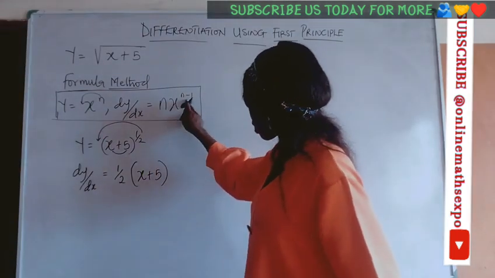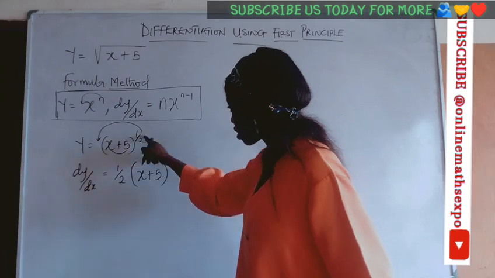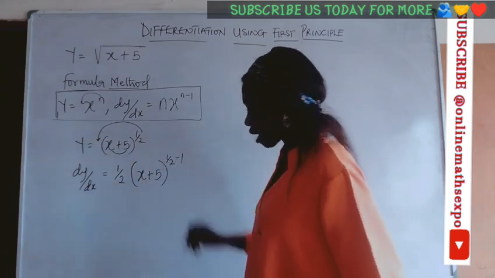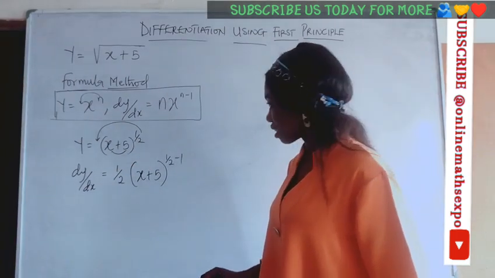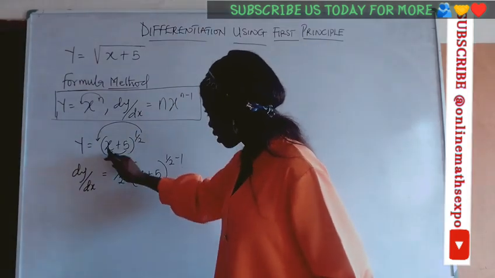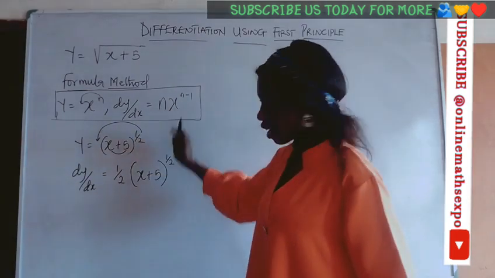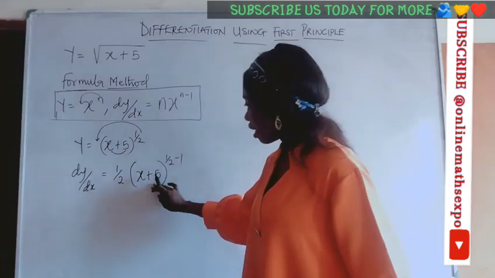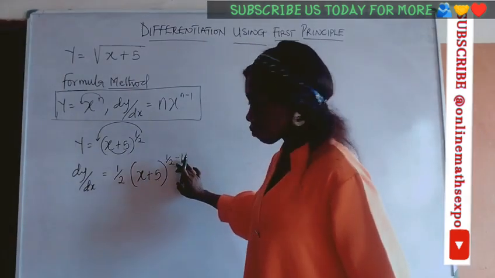Then what happens to the power? You have half already, then subtract 1 from half. I hope that is clear. Use the power to multiply. The whole of this is taken to be our x, so we left it like that. Then also subtract 1 from the power.